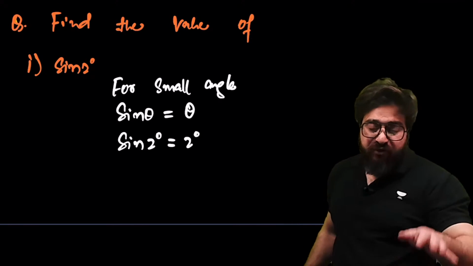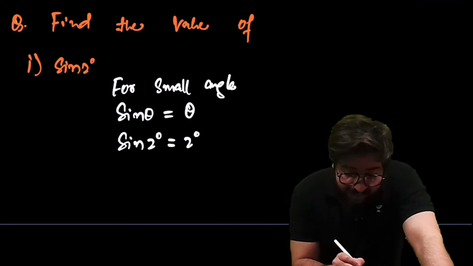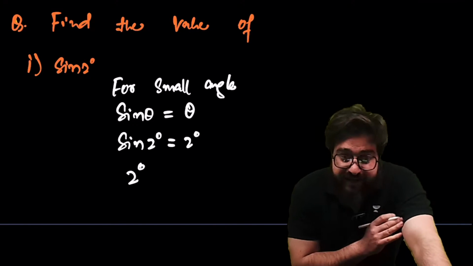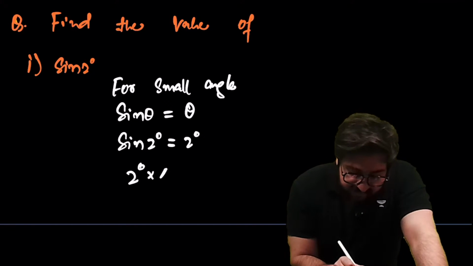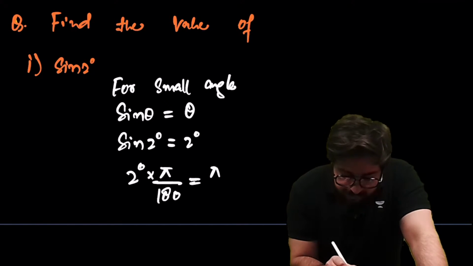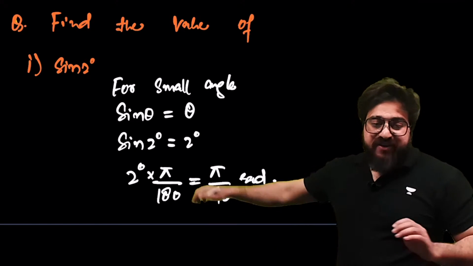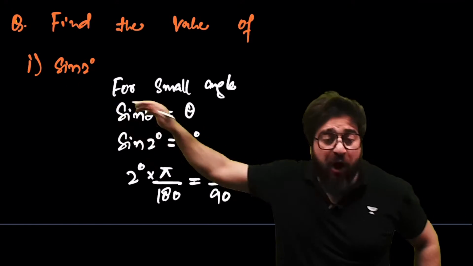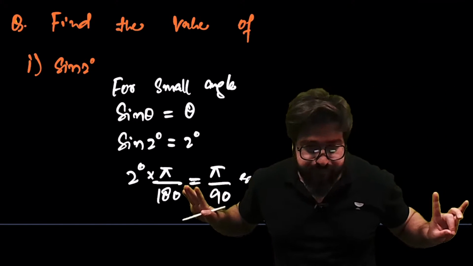Now, if you have to calculate this in radians, 2 degrees into radians, how do you calculate? We take this 2 degrees and multiply it with pi divided by 180 degrees. That would be simply pi by 90 radians. So the value of sine of 2 degrees is pi by 90 radians.